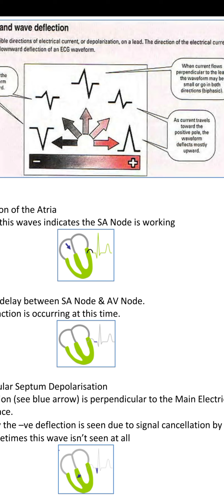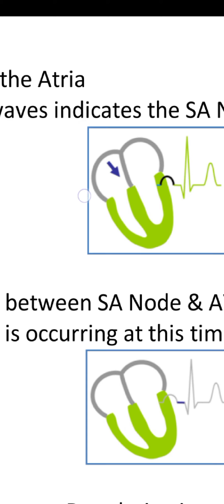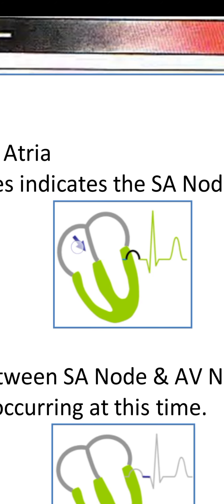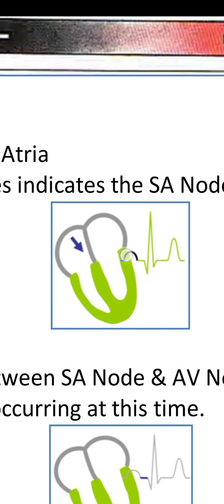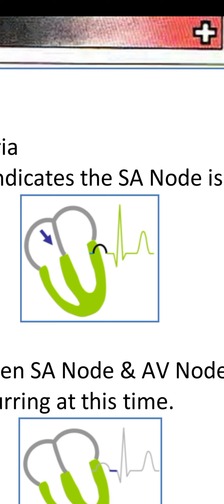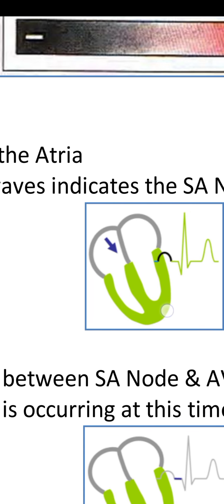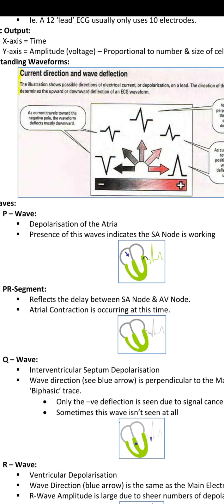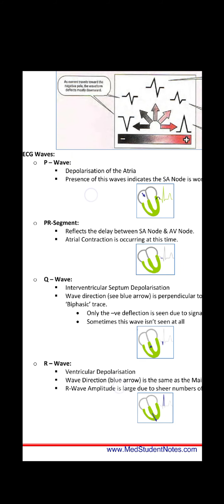Next is, as you can see, the point of production of the SA node, and here you can see the waveform. It is downwards. Now it is depolarization. So we have to understand how it works.